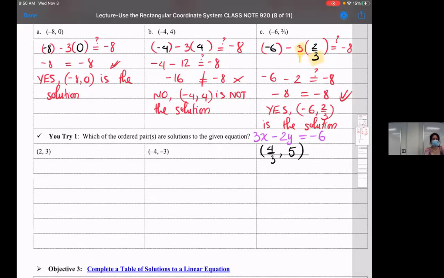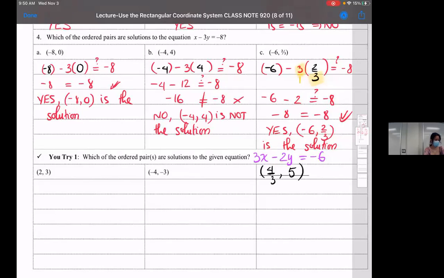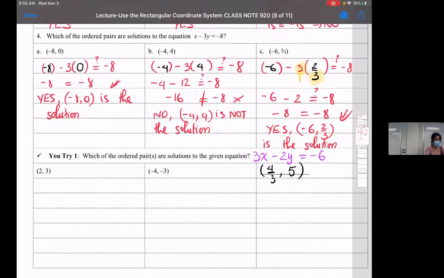I'm confused. What's the question? Oh, same thing with number 4. Same thing. You put it in the equation to check whether it's a solution or not. So the A, B, C, D that you see on Moodle, those are solutions. You just pick one of them.